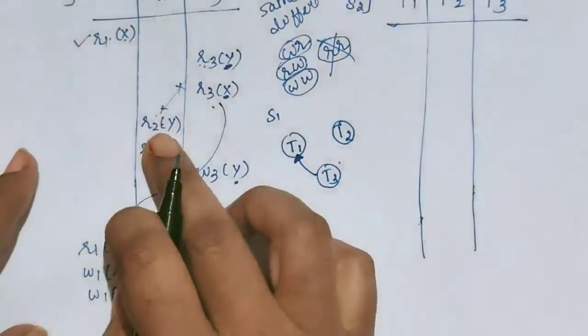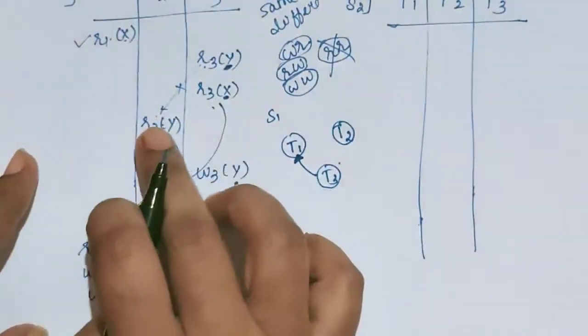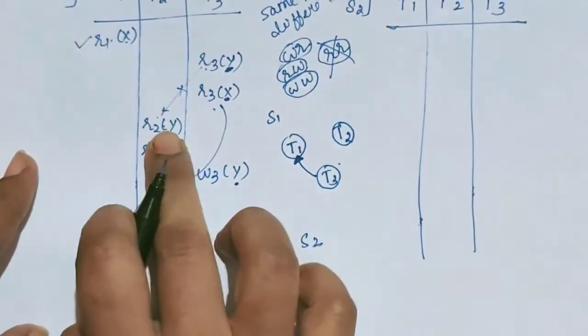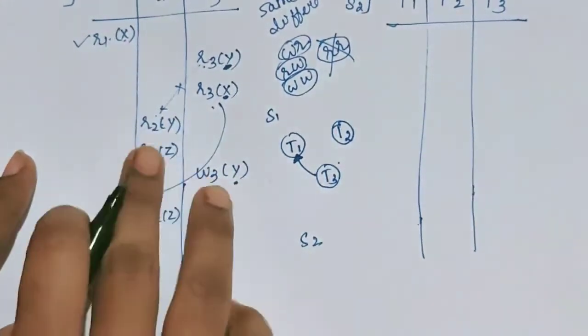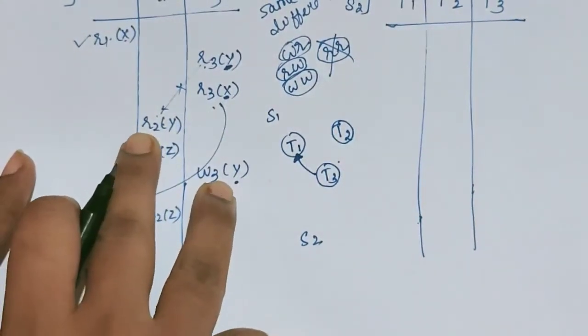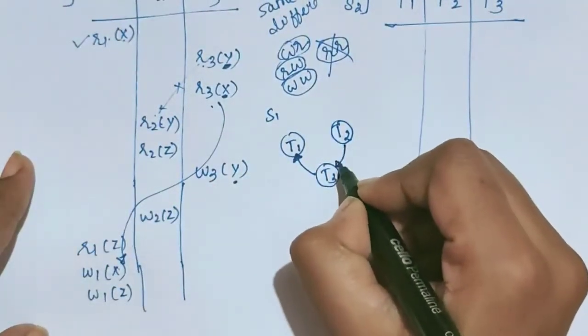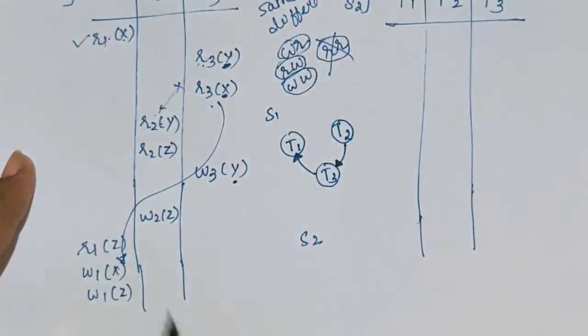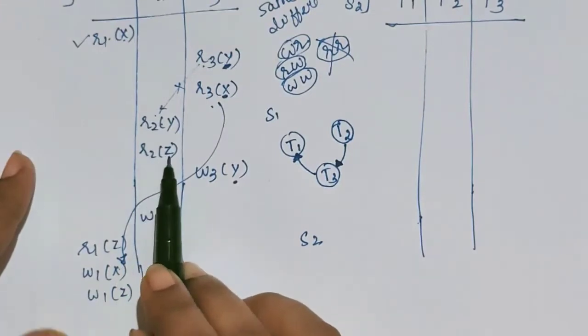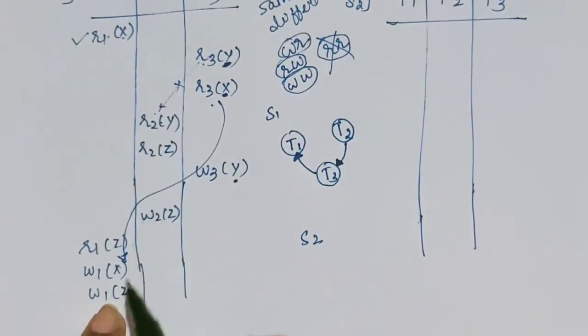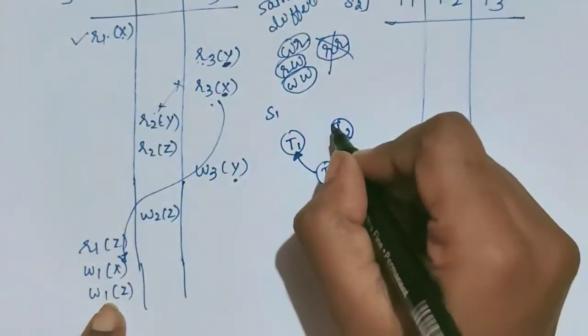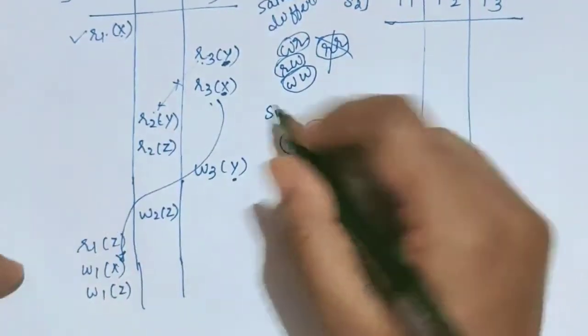Then again you have to check for all the variables like this. Variable Y is here, Y is here, so R2 to W3, this is a conflict pair, same variable but different transactions. So 2 to 3, that gives one edge. Then again you have to check for variable Z. Z is here, Z is here, okay. So this is a conflict, 2 to 1. Like this you have to check.